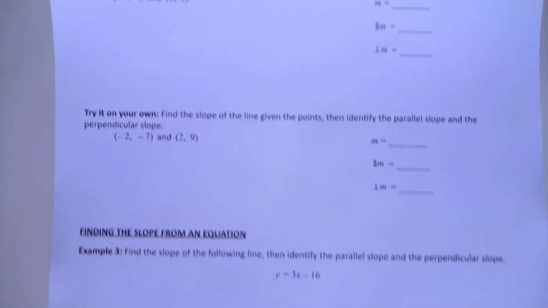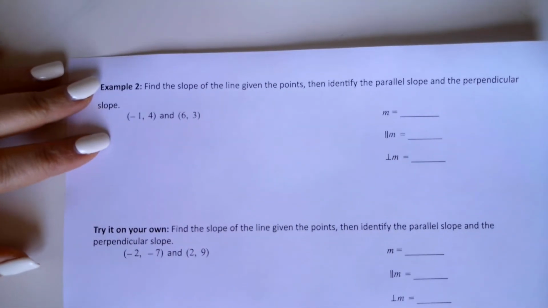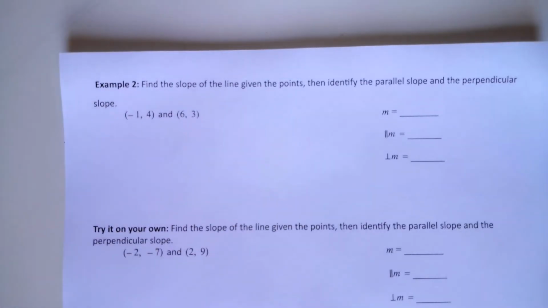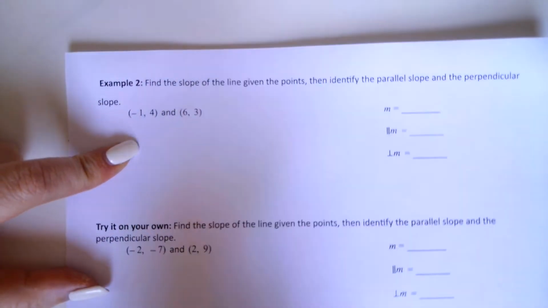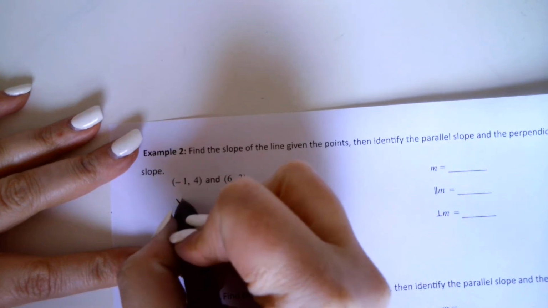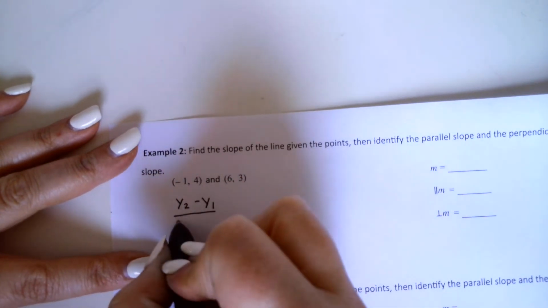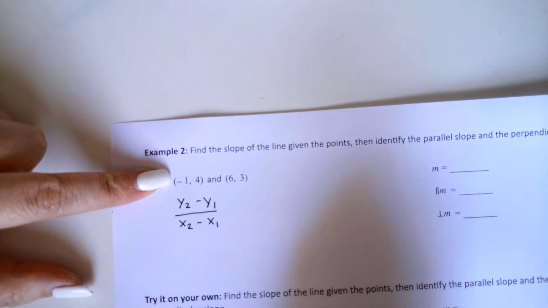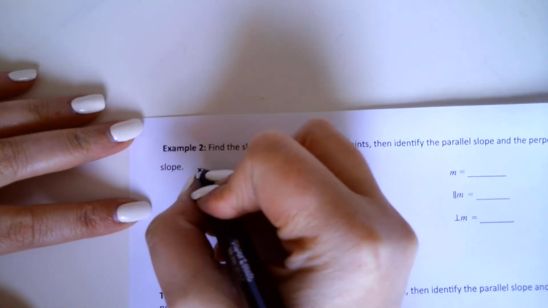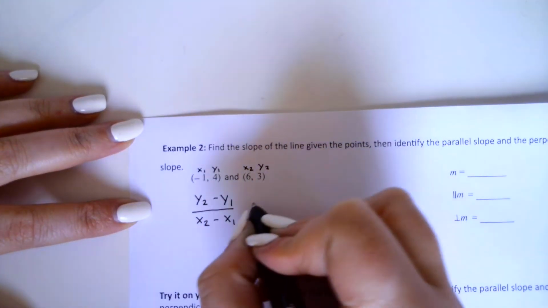Try on your own. Let's try to find the slope of the points, and then we're going to do parallel and perpendicular as well. So for this one, they gave us 2 points, so we need to find the slope. To find the slope, just remember you're going to do y2 minus y1 over x2 minus x1. We did this before break. I like to label these just so I can keep them straight, so this will be my x1, y1, x2, y2. So I'm just going to plug those in.